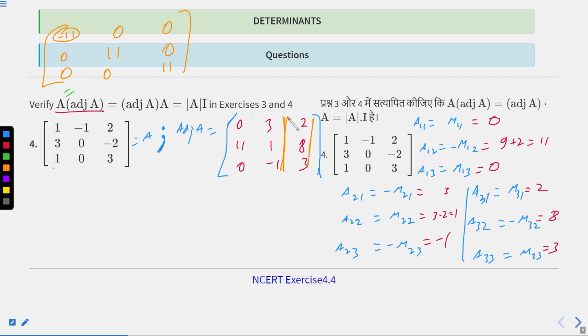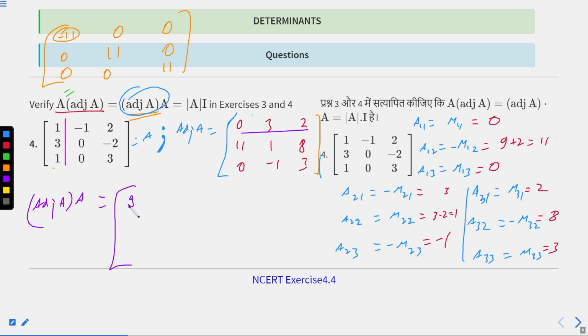Now I'll be finding adjoint of A multiply A. This will be this thing I am writing over here, adjoint of A times A. Now this going to multiply with this thing. You will have 0 9 and 2, you will get 11. Okay, so far so good. Clear?